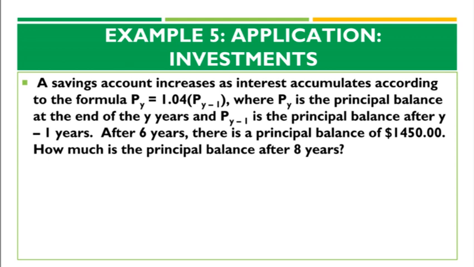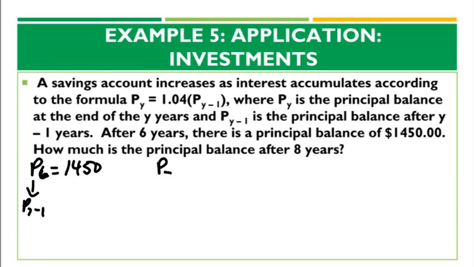So to solve for this one, we need to know how much it was after 7 years. So we know that P after 6 years is $1,450, and this is the same as P of 7 minus 1. Okay, those are the same. Because if you do 7 minus 1, you still get 6. So after 6 years, this is what you have. So we need to know what it is going to be after the 7th year.